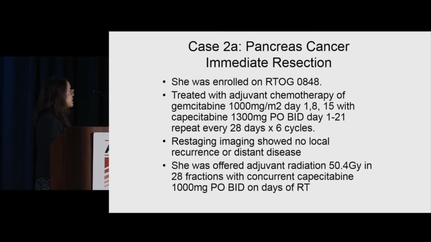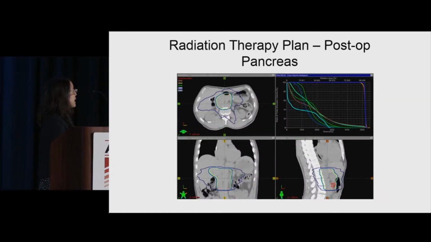The patient is then discussed in tumor board and enrolled in clinical trial RTOG 0848, which is chemotherapy followed by randomization to chemoradiation. The patient undergoes adjuvant chemo of gem Xeloda for 6 cycles, and restaging shows no local progression of disease or distant disease. She's then offered adjuvant radiation, which she accepts as 50.4 gray with concurrent Xeloda. This is her radiation plan, and she did well through treatment.